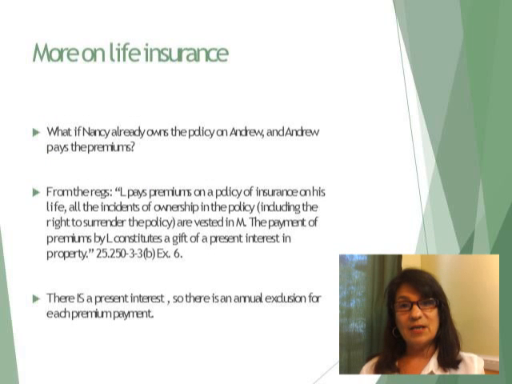Now, what if Nancy already owns the policy on Andrew outright, and Andrew just pays the premiums? Okay, now, from the regs again, L pays premium on a policy of insurance on his life. All of the incidents of ownership in the policy are vested in M, someone else. The payment of premiums by L constitutes a gift of a present interest in property. So there is a present interest. There's an annual exclusion for each premium payment.